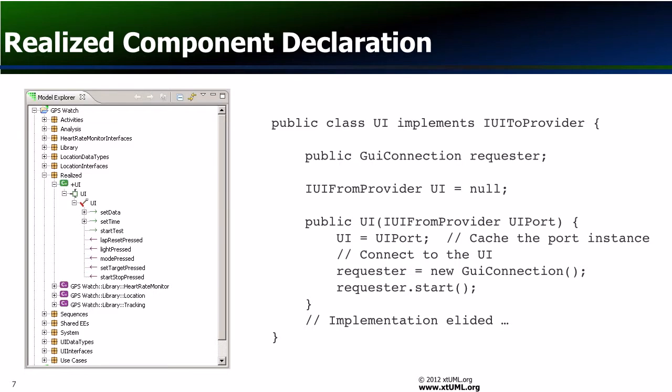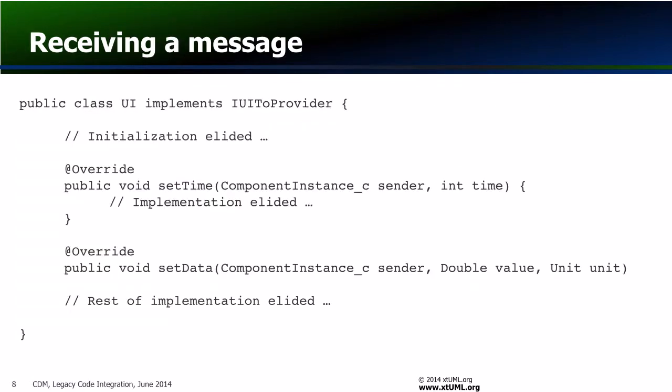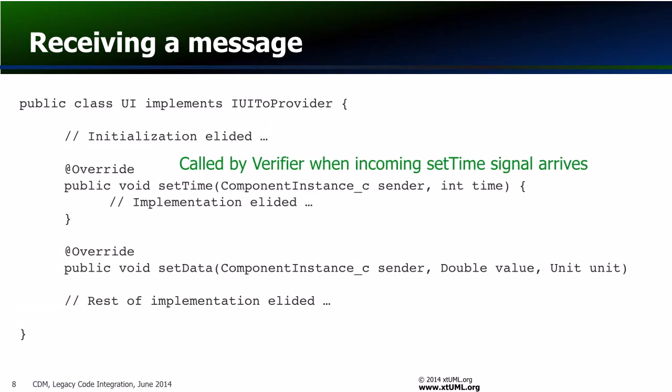What happens next depends on whether the component to be realized is participating as a provider or requirer for a given xtUML interface. If it is a provider, then the implementing Java class must specify an implements clause specifying the name of the toProvider form of the Java interface. The implements clause forces the realized component to provide methods for the incoming messages.